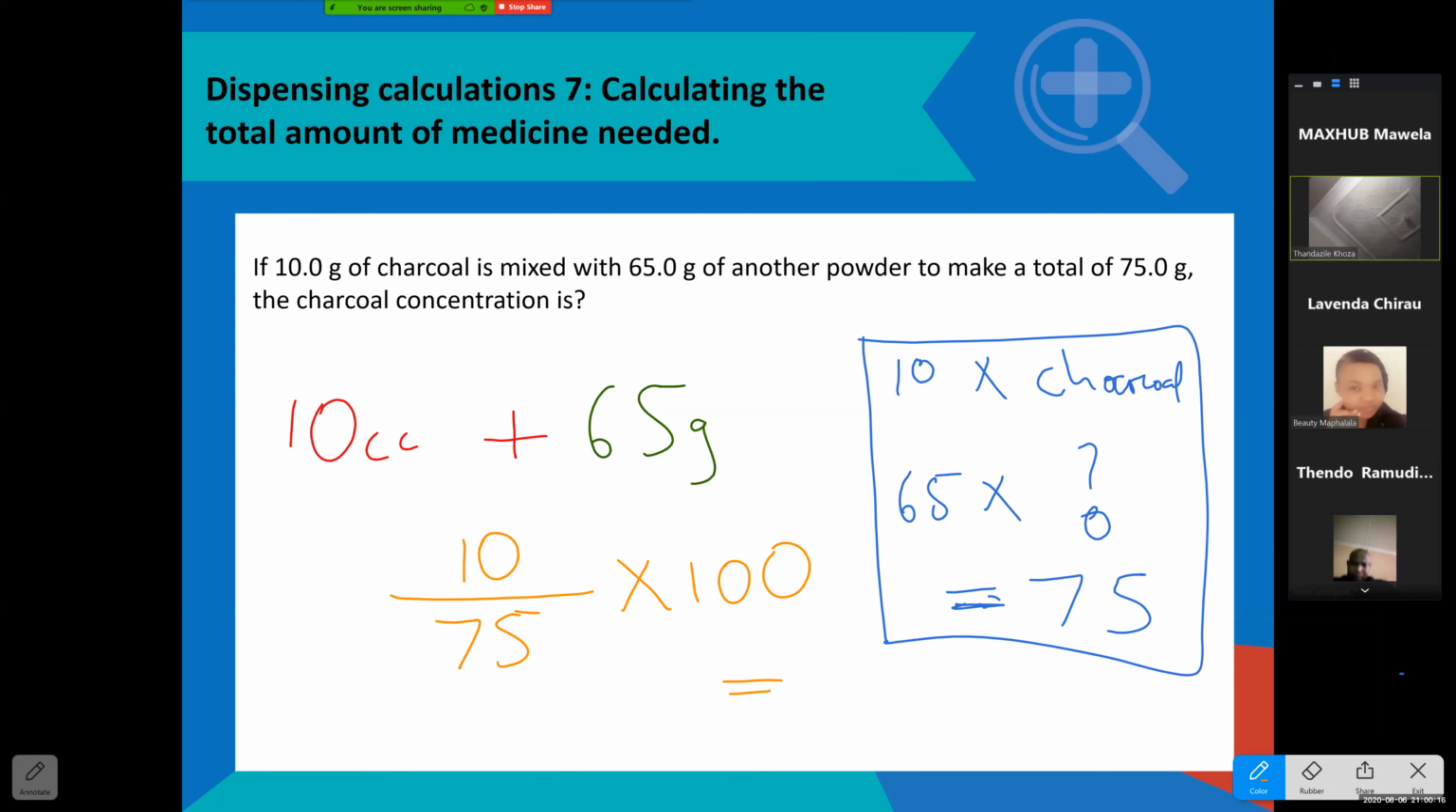13.3. I will trust you because I didn't do it. So I hope that you won't mislead me. So your answer is 13.3.